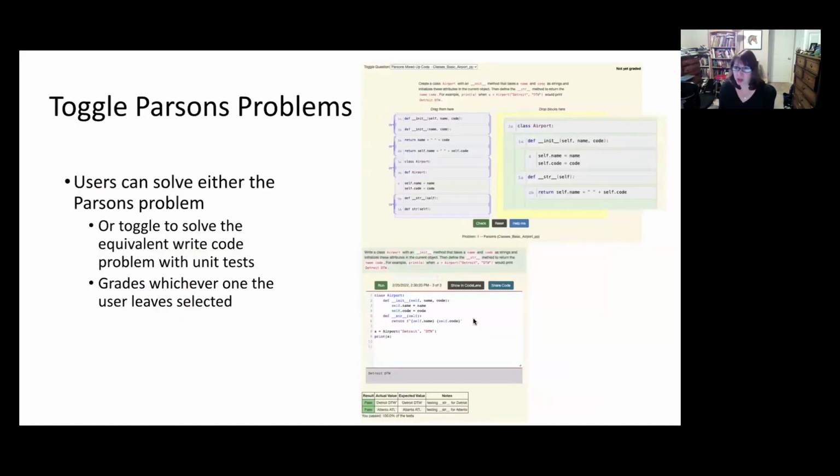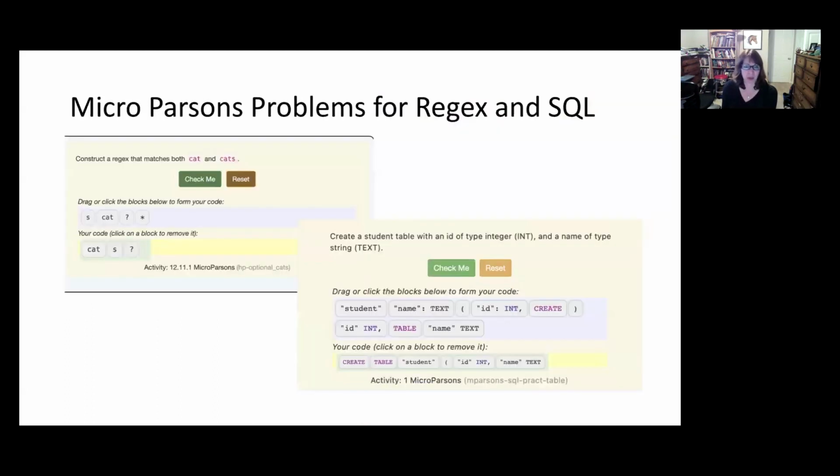One of the things we also ran into from our research was that some people would rather write the equivalent code, and scaffolding should fade as people develop expertise. So we created toggle problems, where given the mixed up code problem or the Parsons problem, we add this toggle that says, hey, if you'd rather solve the equivalent write code, go ahead and toggle to it, switch to it. And so it'll take its place in the ebook and you can go ahead and write the code for that. You can toggle back and forth. We grade whatever one you leave in the book. So we've given an option for you to get rid of the scaffolding if you don't think you need it.